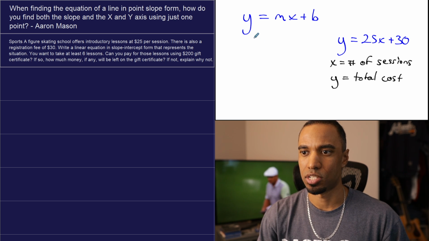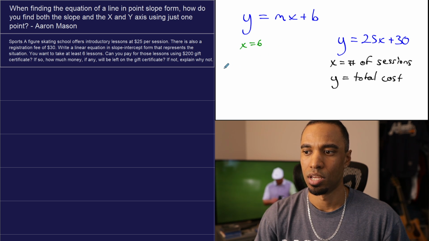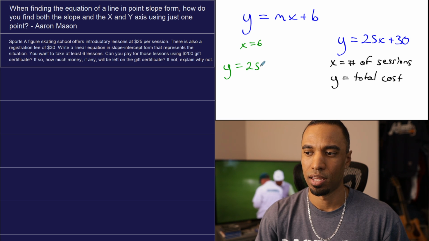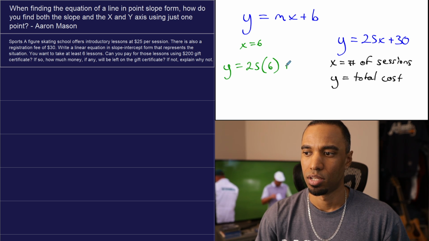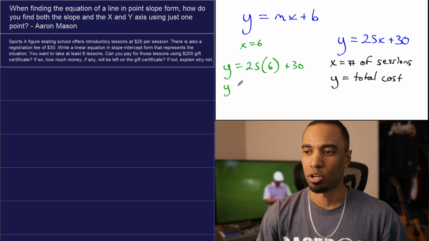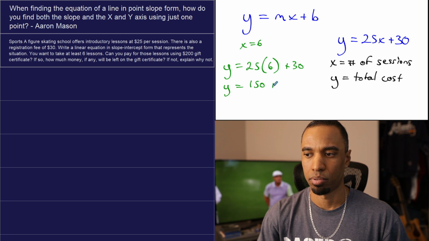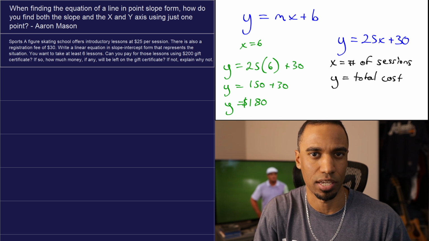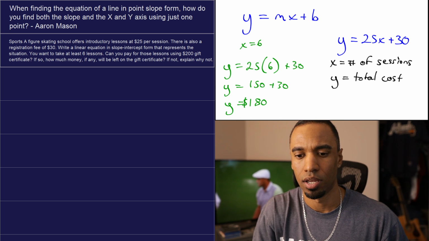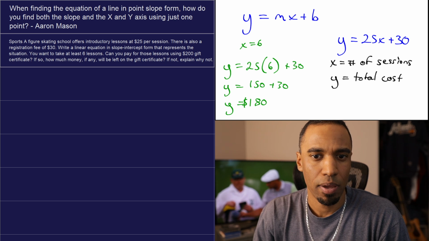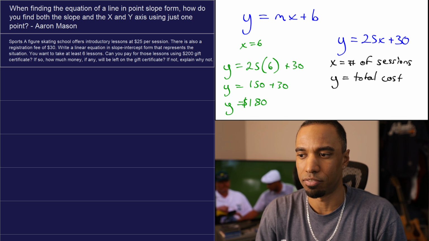If I take 6 sessions, I'm going to substitute 6 for x. So how much do I pay if I take 6 sessions? 25 times 6 plus $30. That'll be $150 plus 30, which is $180. I'd be spending $180 on 6 sessions here. It says at least 6, so I wonder if that has to do with an inequality here. 6 sessions. Can you pay for those lessons using a $200 gift certificate?